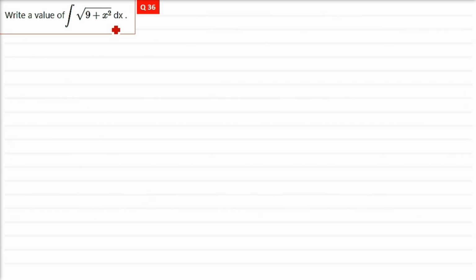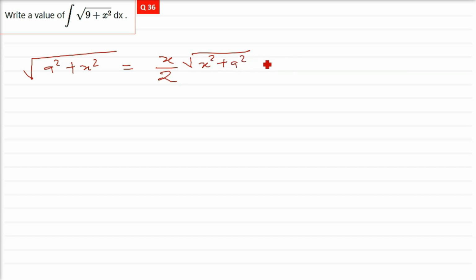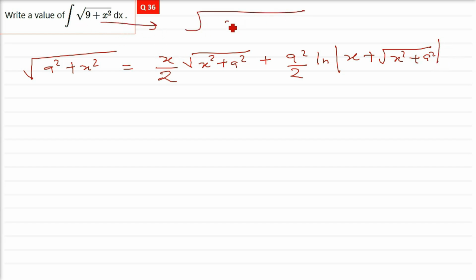Under root a square plus x square kind of formula we can apply here. So we have under root a square plus x square. Let's write the generic formula, which is x by 2 under root x square plus a square by 2 and log base e, we can write it as ln modulus of x plus under root x square plus a square. Now this expression can be written like this, 3 square plus x square. So we'll take x as x and a as 3. So in this formula, just replace a equals to 3 wherever you encounter it.